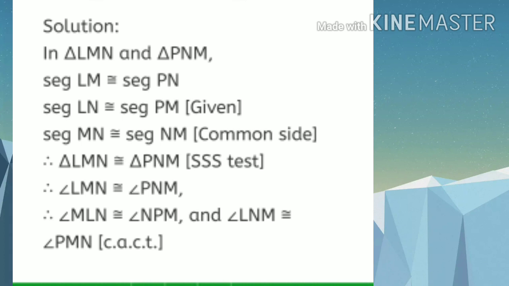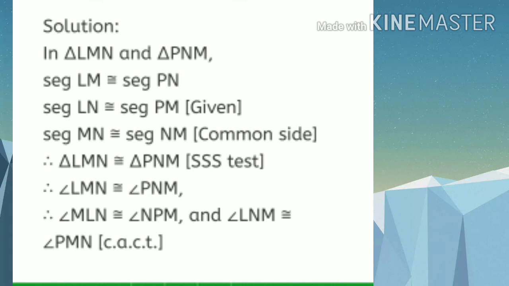Let's start the solution. First write the triangle name. So in triangle LMN and triangle PNM, segment LM is congruent to segment PN and segment LN is congruent to segment PM is given to us in the question, and segment MN is congruent to segment MN, that is the common side of two triangles. So therefore triangle LMN is congruent to triangle PNM by SSS test of congruency.